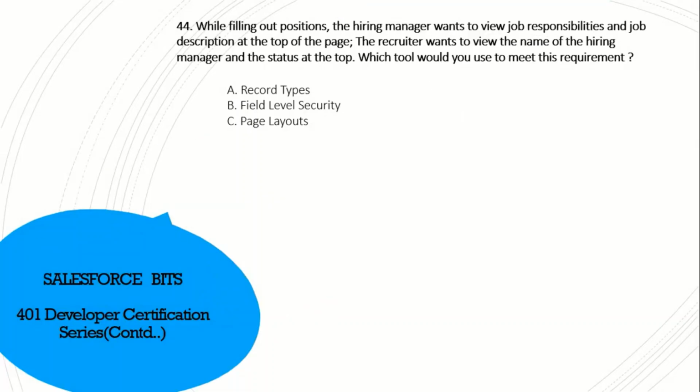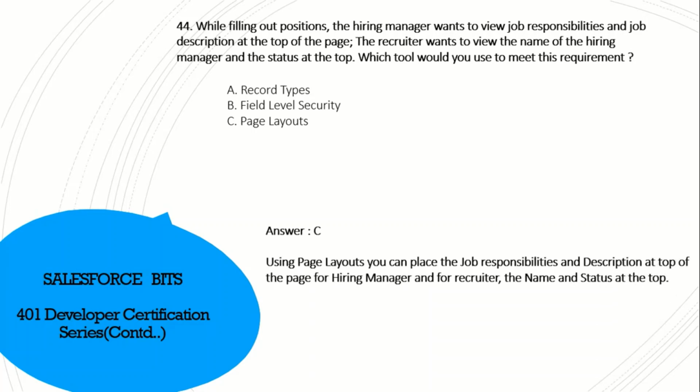While filling out a position, the hiring manager wants to view job responsibilities and job description at the top of the page, and the recruiter wants to view the name of the hiring manager and status on top. Which tool would you use to meet this requirement? This is obviously page layout, because you can create one for the hiring manager and one for the recruiter and place the required fields like job responsibility and job description on top for the hiring manager, and hiring manager and status for the recruiter.